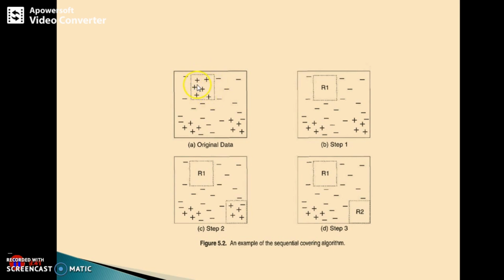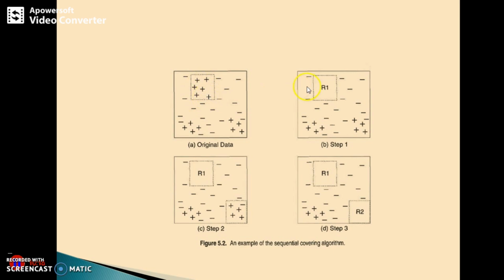So here are the 6 records. If your rule covers the maximum of the plus class, the positive class, and very few or almost no negative class, if it covers no negative class, or at least maybe minimum 1 or 2 negative classes, then such a rule you are going to add to your list. Okay, so here you can see this rule has completely covered only and only positive classes, and it has covered no negative classes, right?